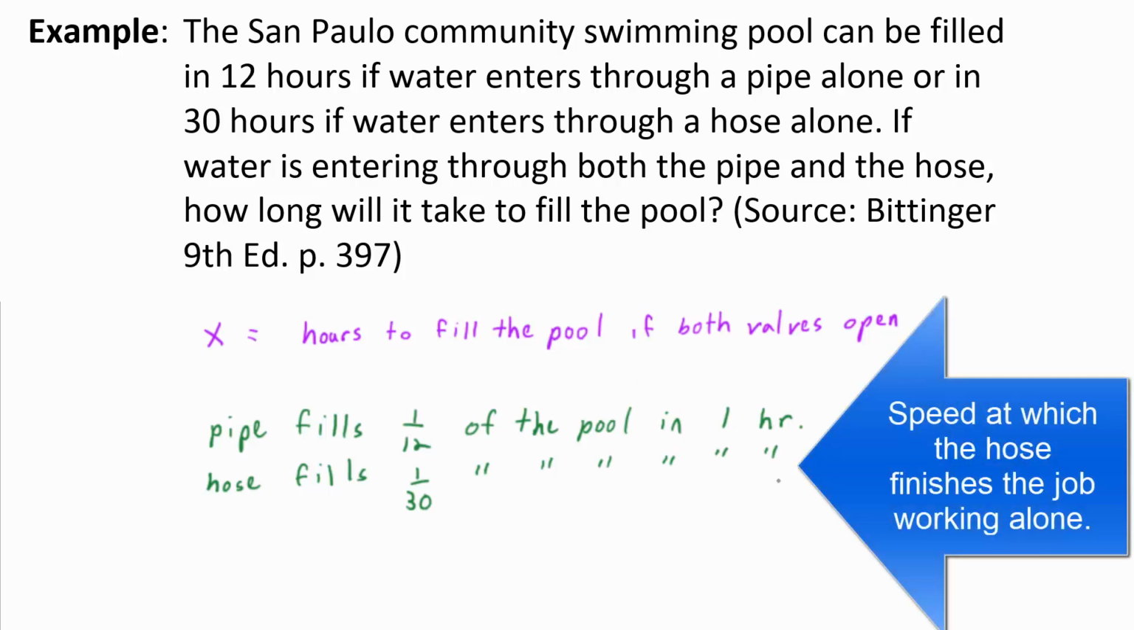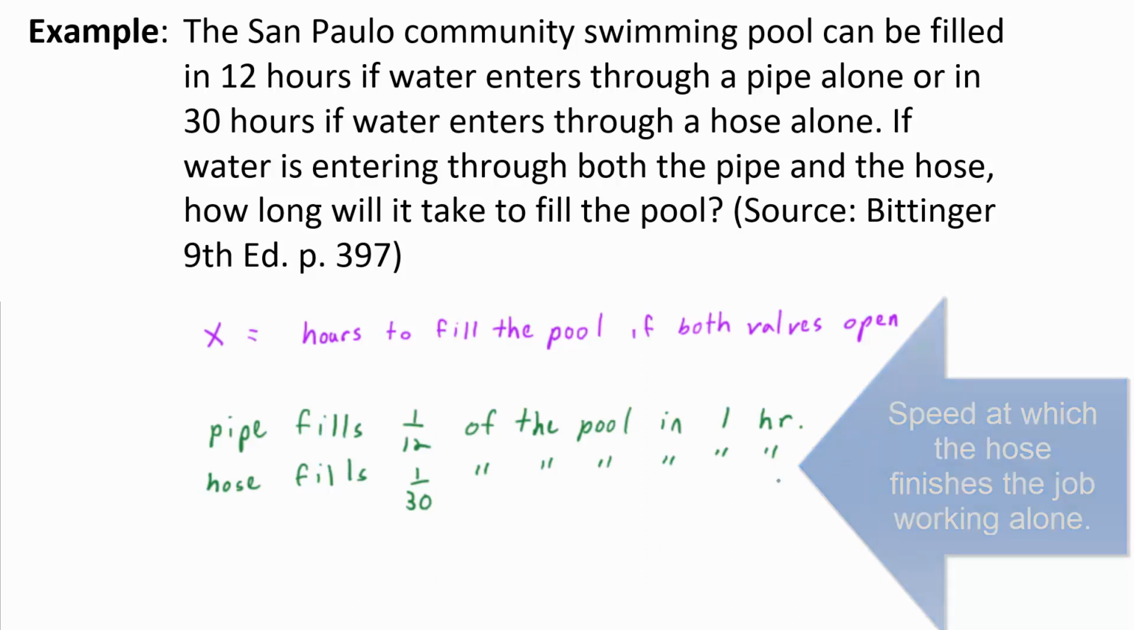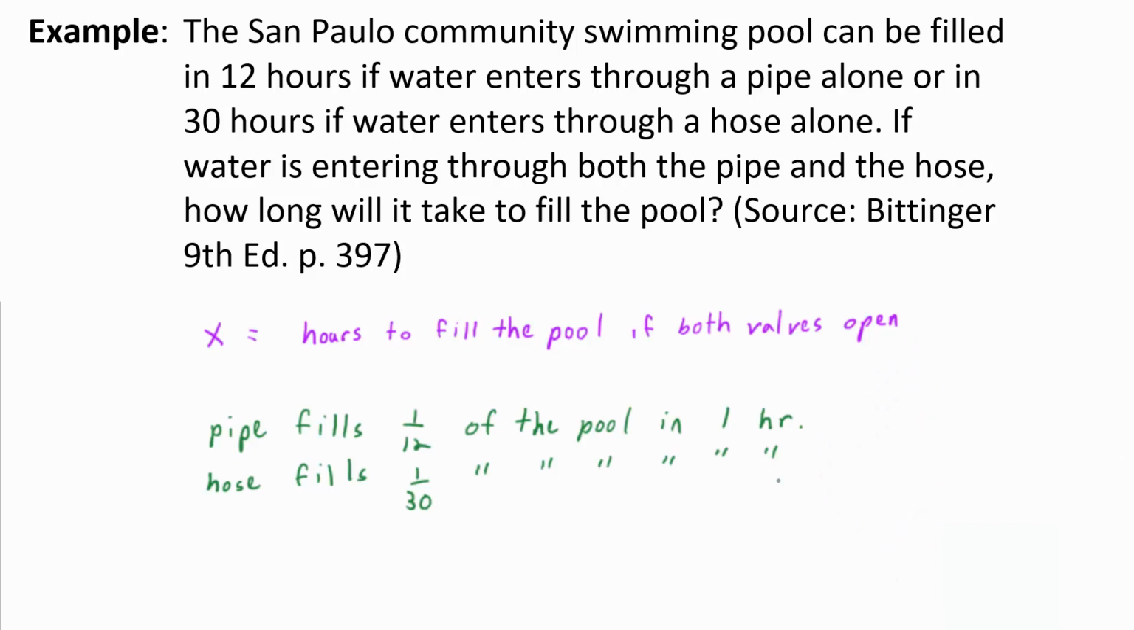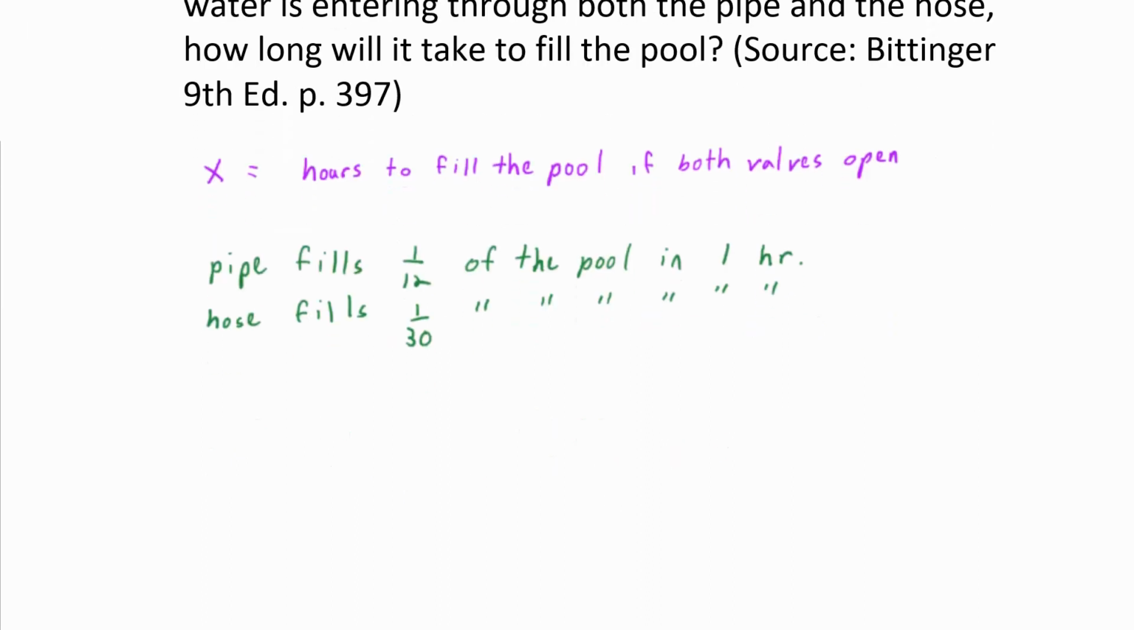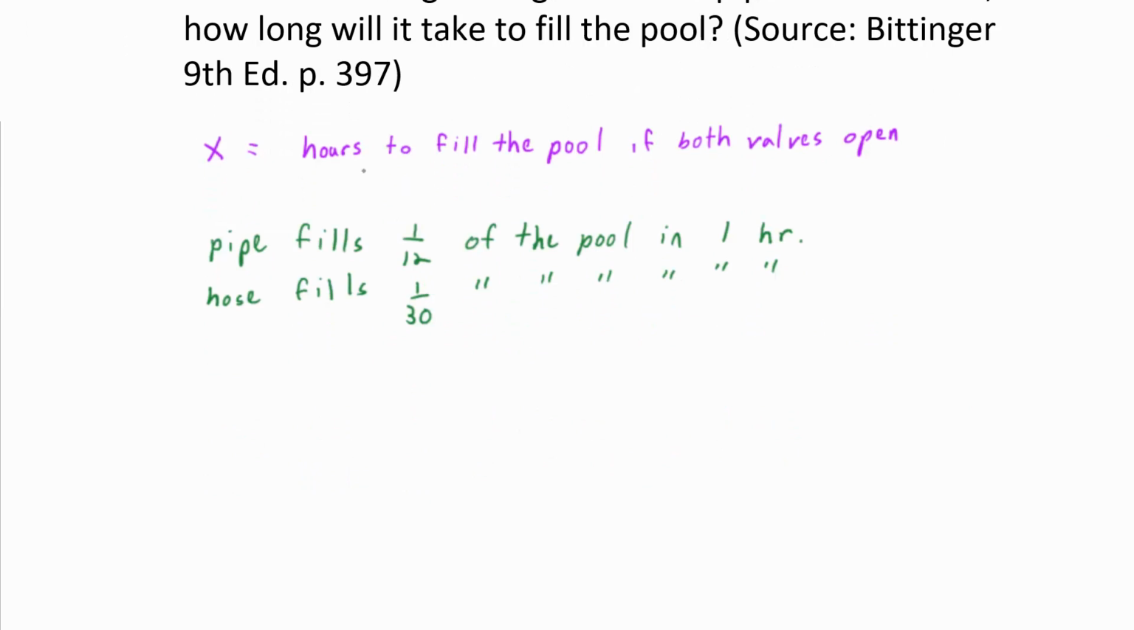So now we've put both the speed of the pipe and the speed of the hose in the same units, per hour, right? How much of the job gets done per hour. So now when you have things in the same units, can't you add them together? Yes. So before I do that, however, can you do the same thing with the x? If it takes x hours when they're working together, then what's the speed of filling the pool when they're working together? Using the same sort of logic.